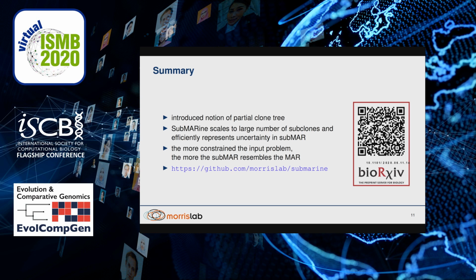So in this work, we introduced the notion of a partial clone tree. Our clone tree reconstruction method, SubMARine, scales to a large number of subclones and efficiently represents uncertainty in the subMAR. We've seen that the more constrained the input problem is, the more the subMAR resembles the MAR. You can find SubMARine on GitHub, and you can have a look at our preprint on bioRxiv.